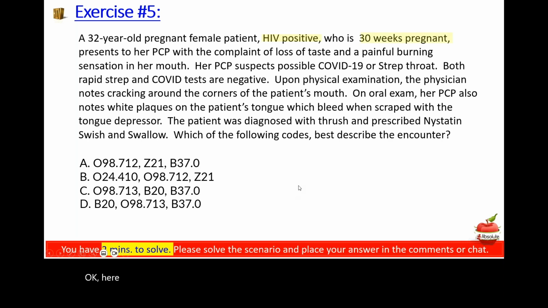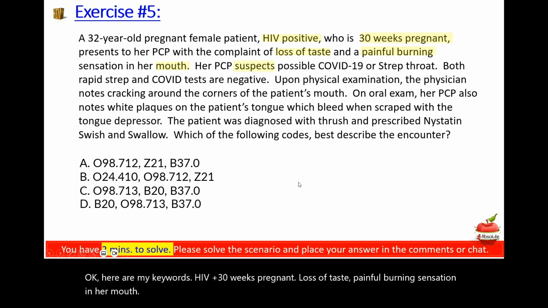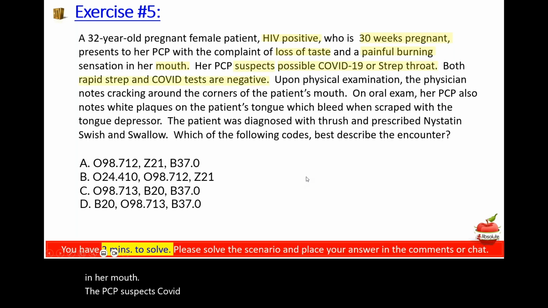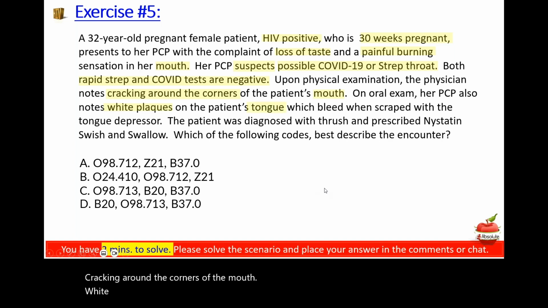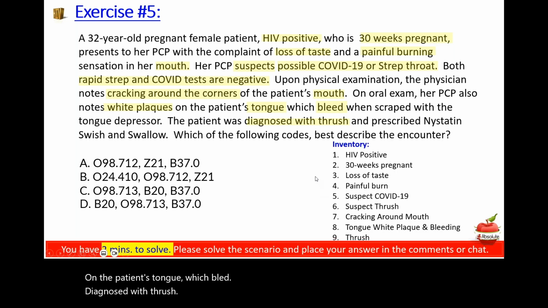Okay, here are my keywords. HIV positive, 30 weeks pregnant, loss of taste, painful burning sensation in her mouth. The PCP suspects COVID-19 or strep throat. The strep and COVID tests are negative. Cracking around the corners of the mouth, white plaques on the patient's tongue, which bled, diagnosed with thrush. Here's my inventory.